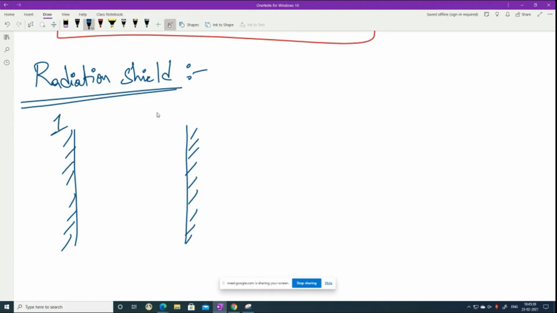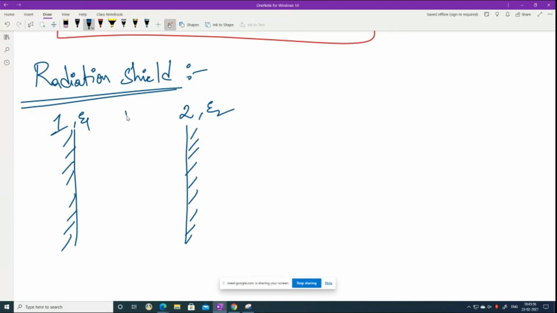This is body one. This is body two. It is having epsilon one. It is having some epsilon two. So you don't want the radiation heat exchange to happen between these two bodies. So then how will you achieve it? You will achieve it using the radiation shield.